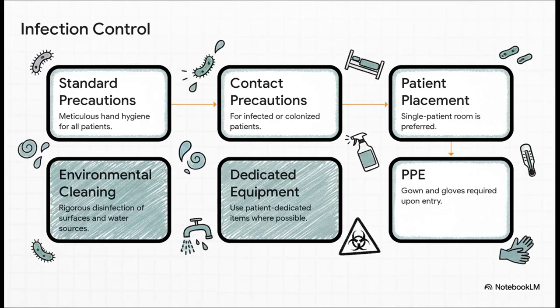Finally, how do we keep this thing from spreading around the hospital? It really comes down to being meticulous. It starts with strict adherence to standard precautions for everybody, with a huge emphasis on hand hygiene. For patients who are known to be colonized or infected, we add on contact precautions. That means a single room, gowns and gloves, dedicated patient equipment. And, this is critical, given how tough it is in the environment, rigorous cleaning is a must, paying special attention to sinks, faucets, and any equipment that uses water.